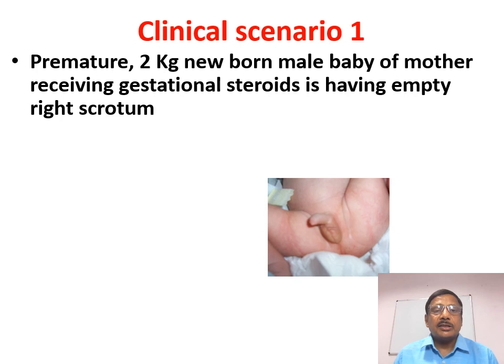So now you think of this scenario again. Premature baby, 2 kg newborn male baby of a mother receiving gestational steroid, is having empty stomach, empty scrotum. So because of the prematurity, the descent has not occurred. Because of the low birth weight, the descent has not occurred. Because the mother was taking gestational steroid because of some problem. So these are the factors which are responsible for undescended testis leading to empty right scrotum. Why? Because the right side it is more common. So therefore in your clinical case scenario, it was the right side.